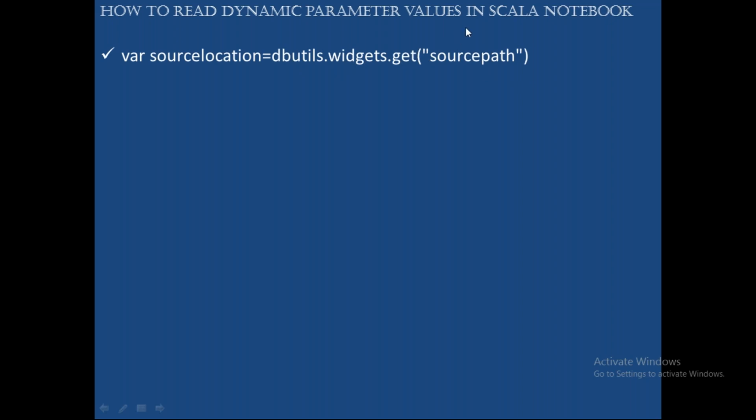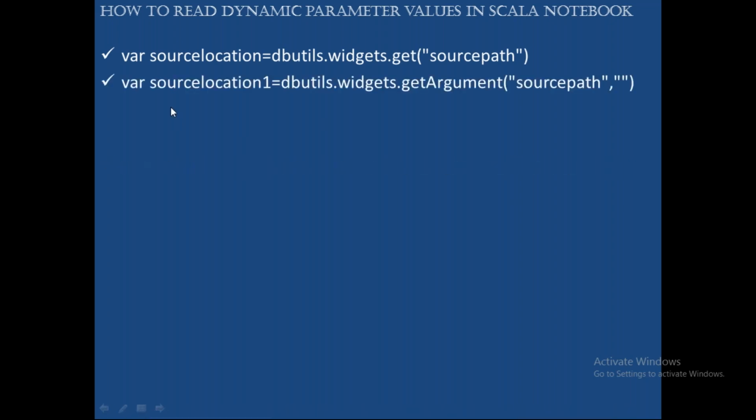dbutils.widgets.get, I'm reading the widget. When you read the widget, you will assign it to a variable. When you are assigning to a variable, here you will use var or val. Okay, val means immutable, var means mutable, meaning for the same variable, when I use var, I can assign some other value to the same variable. That is possible, because var means it can change, it can get a new value.